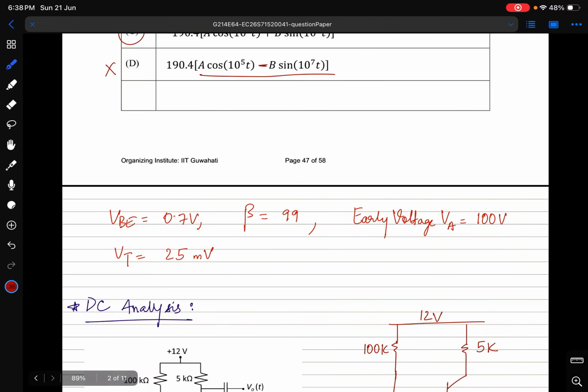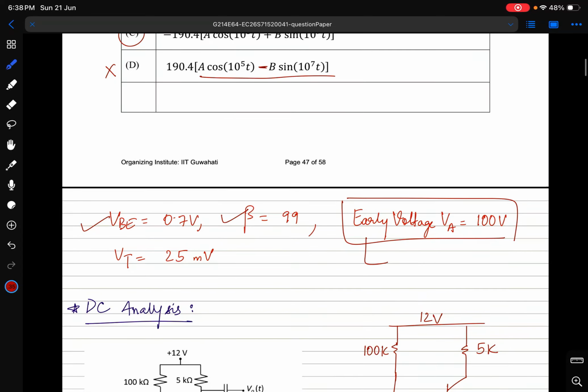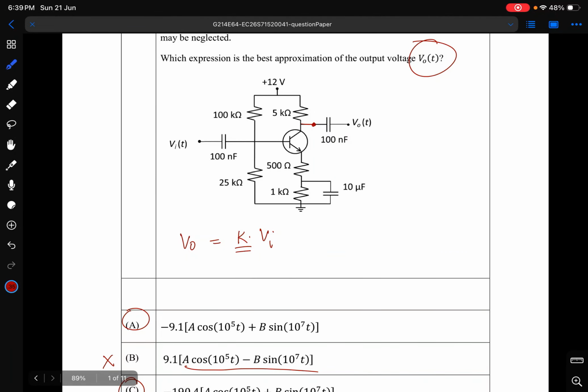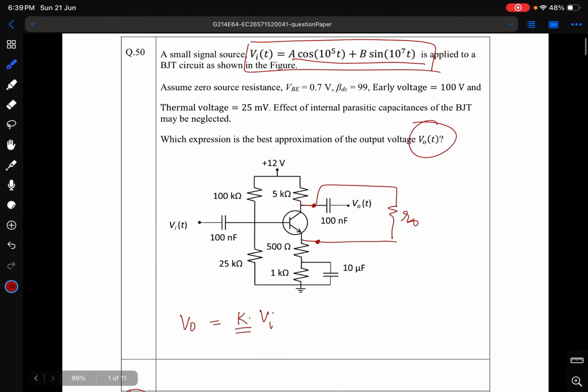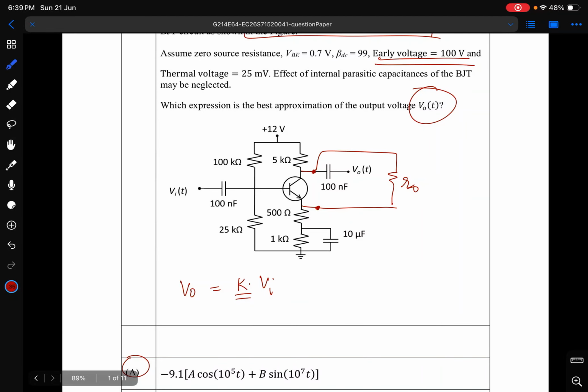It is given that the base emitter voltage is 0.7 volts, beta is 99, and early voltage VA is 100 volts. This early voltage is the reason why our question is going to take so much time to solve by the normal approach, because this early voltage is going to introduce a resistance R0 between the collector and the emitter terminal. This is the collector terminal and this is the emitter terminal. Between these two terminals, an extra resistance R0 is going to get introduced, and this is going to create a problem. It will introduce multiple branches which will make our calculations complex.